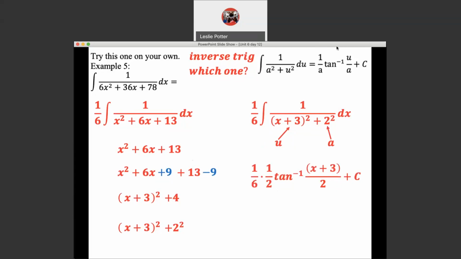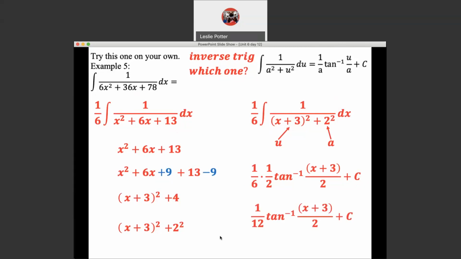This is my pattern for an inverse tan. It's 1 over a inverse tan u over a. So 1 over a, 1 over 2, inverse tan, u over a plus c. And then I'm going to simplify this and call that 1/12. So there's the antiderivative for that rational expression.